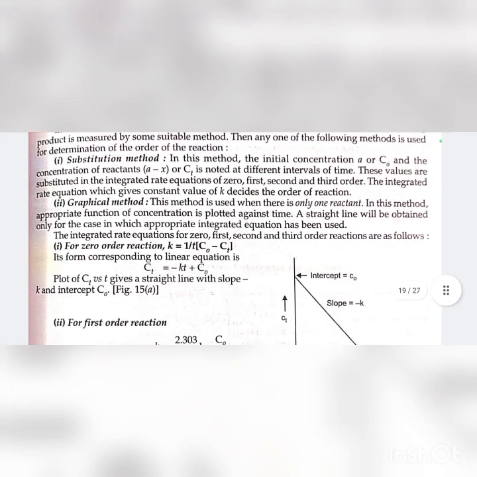Second is the graphical method. This method is used when there is only one reactant. In this method, an appropriate function of concentration is plotted against time. A straight line will be obtained only for the case in which the appropriate integrated equation has been used. For a zero order reaction, k is equal to 1 by t of C naught minus Ct. Now if we plot Ct versus t, it gives a straight line with slope minus k and intercept C naught.